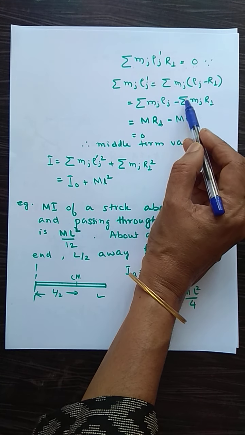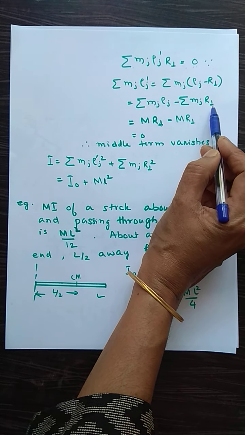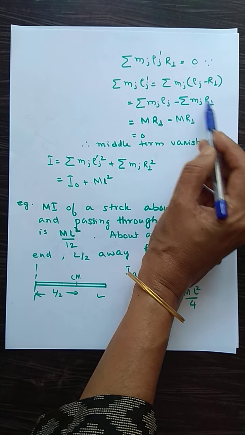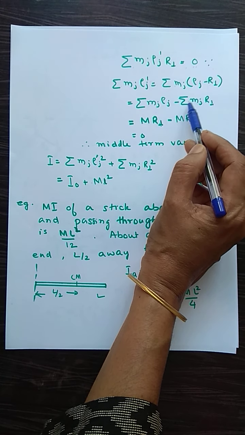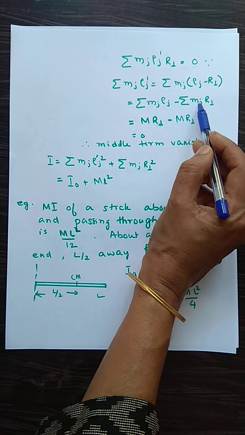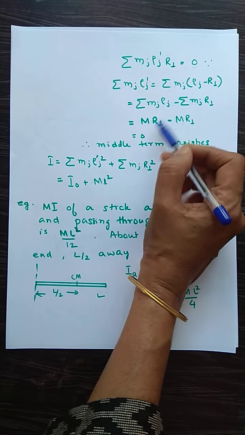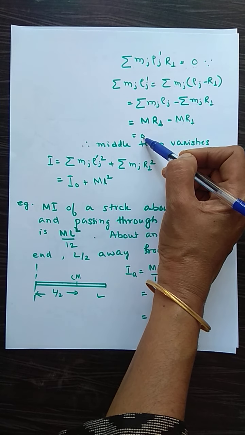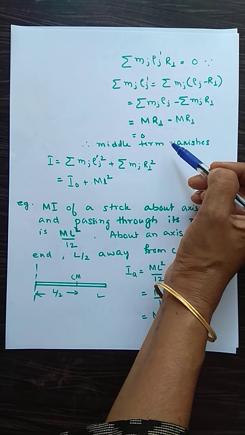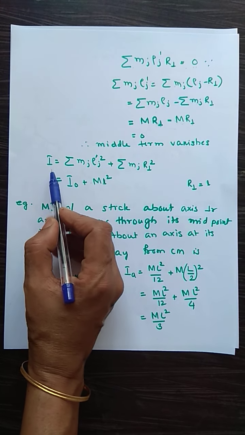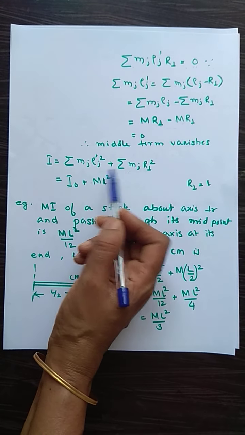Now look at this. This is sum over mj r perpendicular. That means r perpendicular is a constant. So when you sum it up, you get sum over mj, which is the total mass m, so that will be m into r perpendicular. So these terms will cancel, equal to 0. So the middle term vanishes. The remaining part will contain I equal to, these are the remaining terms.